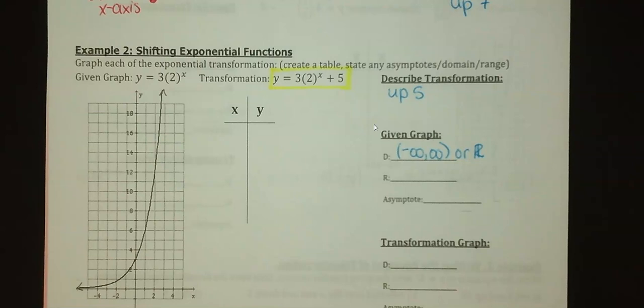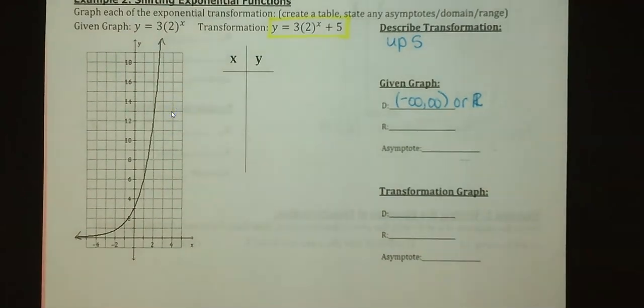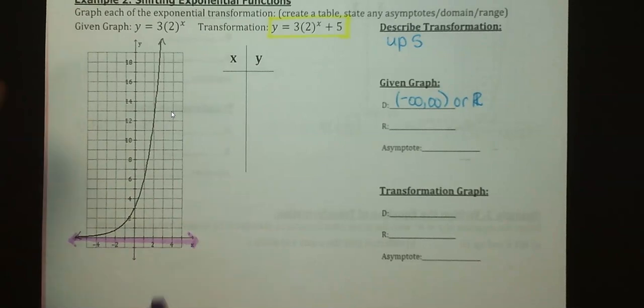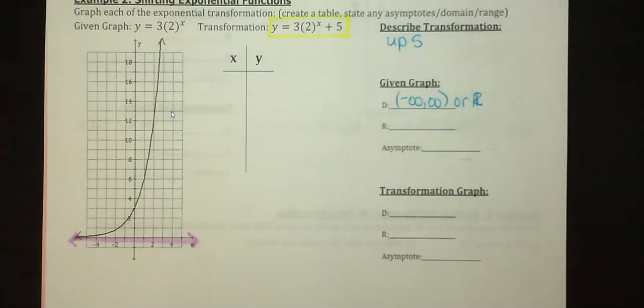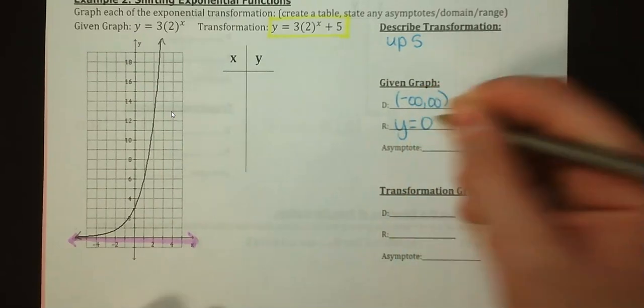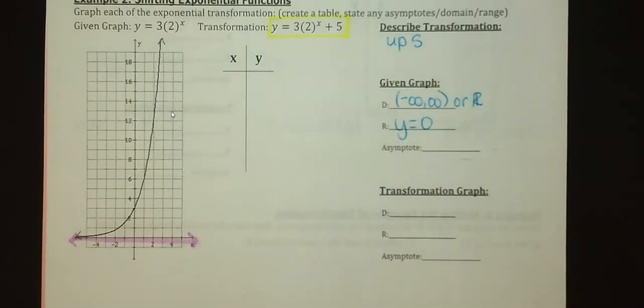Now the range you have to pay attention to. If you remember, these graphs will have an asymptote that they get really close to, never touch, never go over. For the graph that's already on here for you, it's not shifted in any way. So the asymptote, if there's no shifting at all, should just be the x-axis. The equation of the x-axis, though, is y equals 0. So y equals 0, a nice horizontal line.